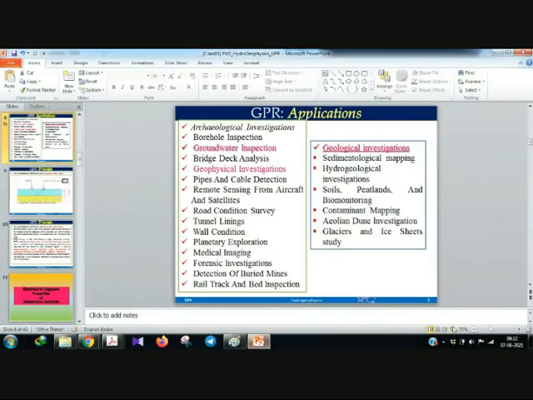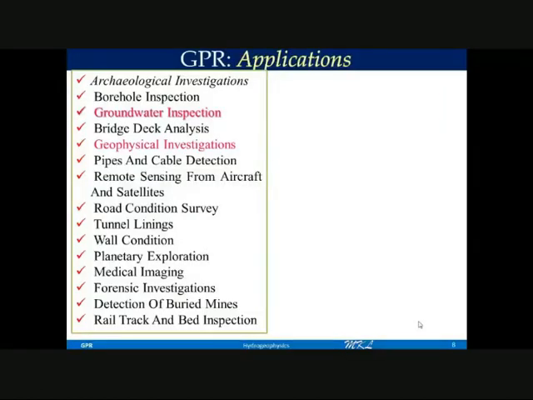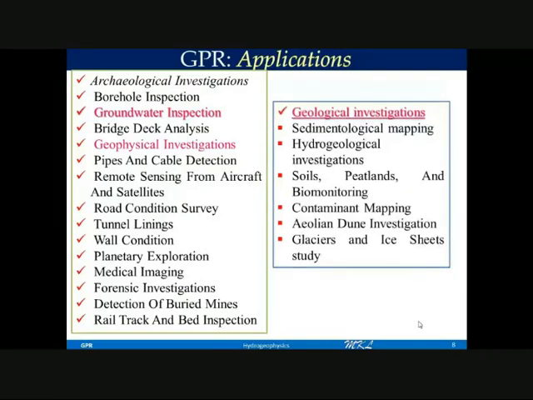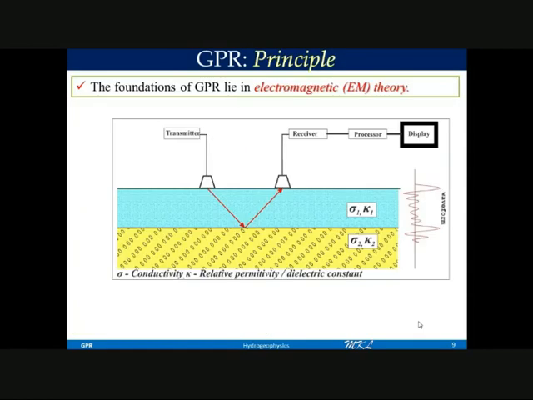So in geological investigation, you can do sedimentological mapping, hydrogeological investigation, soils, peatland, and biomonitoring. You can do contaminant mapping, LNAPL, DNAPL. I think you know better than me about this. Aeolian dune investigation. You can do glacier and ice study. So what is the basic principle of GPR?